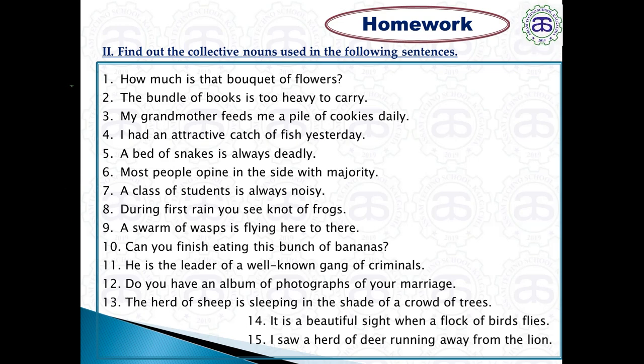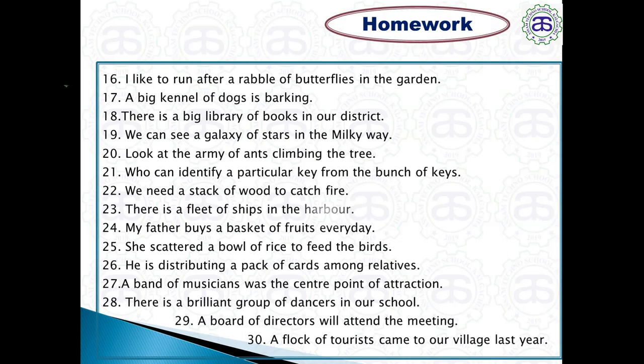Totally, there are 30 sentences, and out of those 30 sentences, you have to find out the collective nouns which are used in those sentences. And the third question for today is, you have to find again the material nouns. Again, there are 30 sentences. From those 30 sentences, you have to find out the material nouns that are used in those sentences.